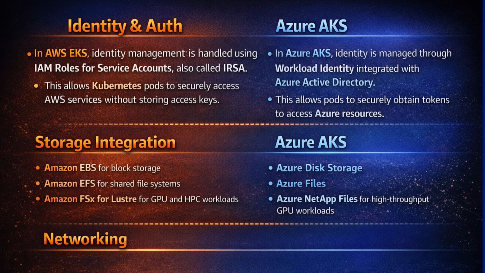Storage integration. AI workloads often require high-performance storage systems. In AWS EKS, you can integrate storage services such as Amazon EBS for block storage, Amazon EFS for shared file systems, and Amazon FSx for Lustre for GPU and HPC workloads. Azure AKS integrates with Azure Disk Storage, Azure Files, and Azure NetApp Files for high-throughput GPU workloads.